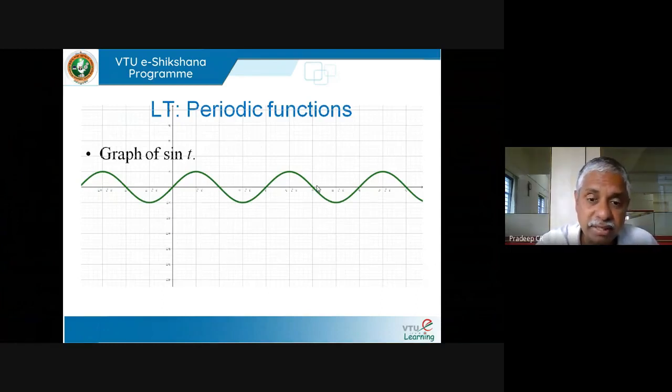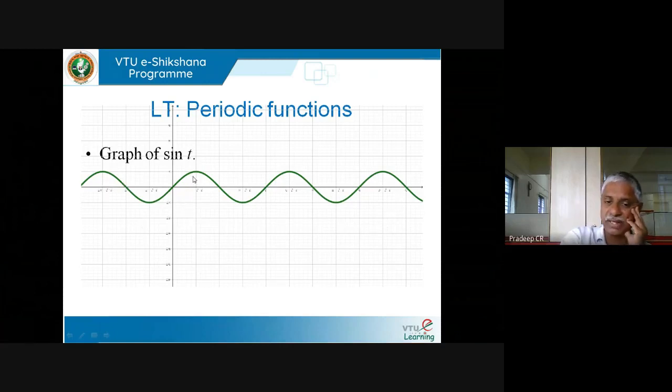So the graph of sine t is what you see on your screen. We know this. This is t equal to 0. This is t equal to pi by 2, where sine pi by 2 is 1. And this is t equal to pi, where sine pi is 0. And similarly, this is t equal to 3 pi by 2. This is t equal to 2 pi. This is t equal to 3 pi, 4 pi. And this side, this is minus pi. This is minus pi by 2. This is minus 3 pi by 2, etc.